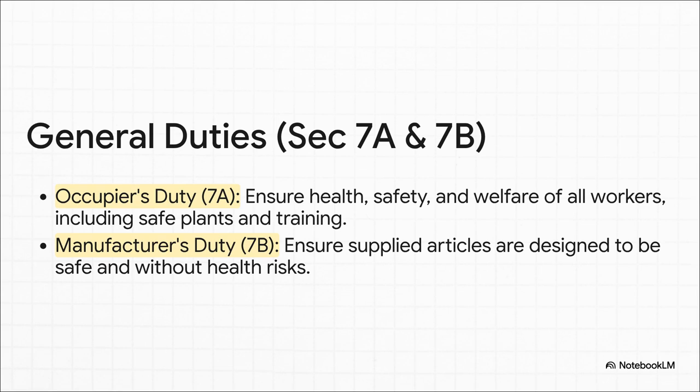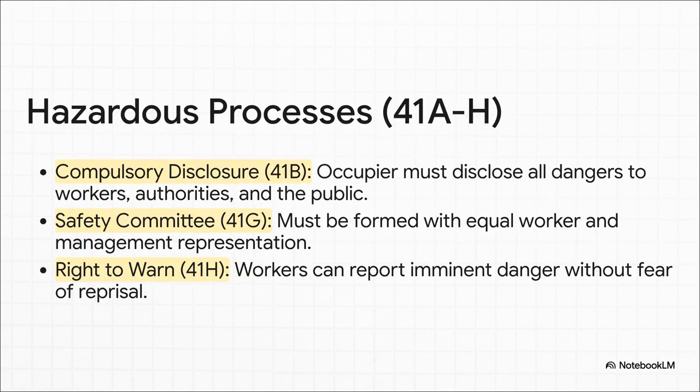Sure, the occupier has to keep the workplace safe day to day, but Section 7B also puts the onus on the people who make the machines to ensure they're designed safely right from the get-go. It's a chain of responsibility. And this is where the Act gets really powerful.